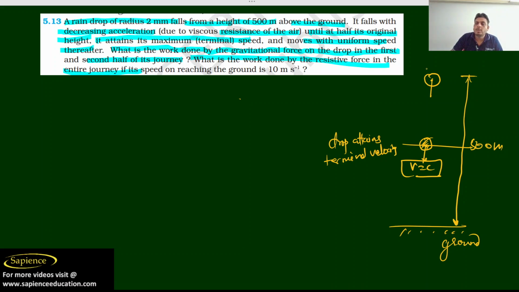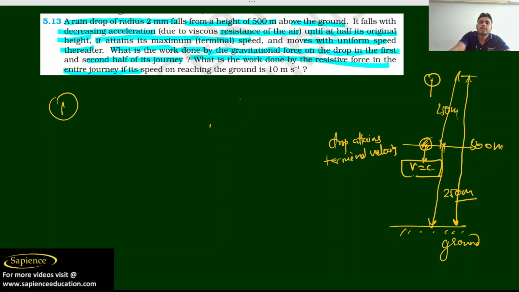Okay, in the first question, we need to find the work done by the gravitational force on the drop in the first and second half. So the first half is 250 meter, and the second half is also 250 meter. We need to find the work done by the gravitational force. Before doing this, we need to understand what is the mass of the raindrop.